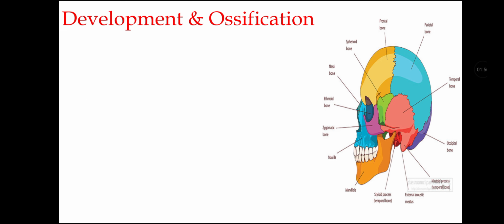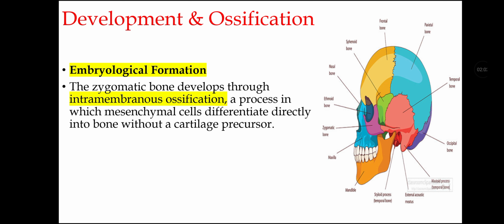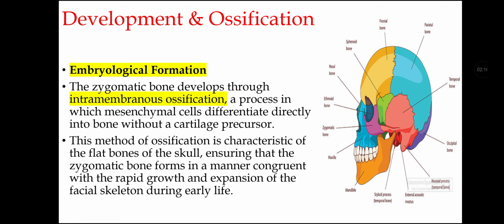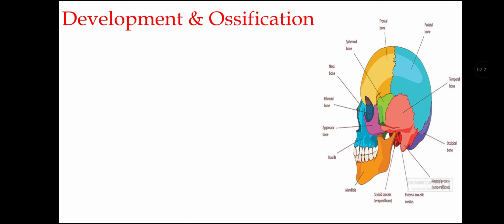Now let's talk about development and ossification of this zygomatic bone. Embryological formation: the zygomatic bone develops through intramembranous ossification, the process in which mesenchymal cells differentiate directly into bone without a cartilage precursor. This method of ossification is characteristic of the flat bones of the skull, ensuring that the zygomatic bone forms in a manner correlated with the rapid growth and expansion of the facial skeleton during early years of life.